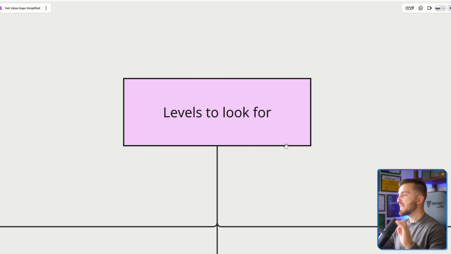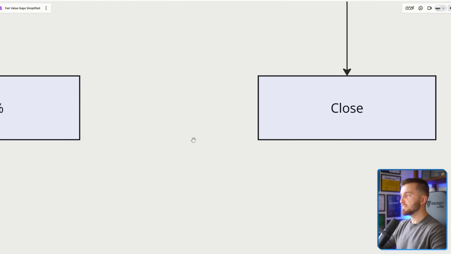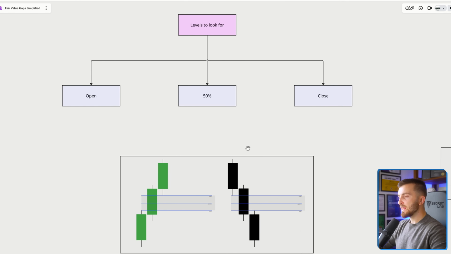And then fair value gaps have 3 levels to look for. We have the open, the 50%, and the close. These are the 3 levels to look for in a fair value gap. So the open will be the first level of the fair value gap. We have the 50% of the fair value gap, and then we have the close. And as you remember, if a candle closes below the close of the fair value gap, this now becomes an inverted fair value gap.